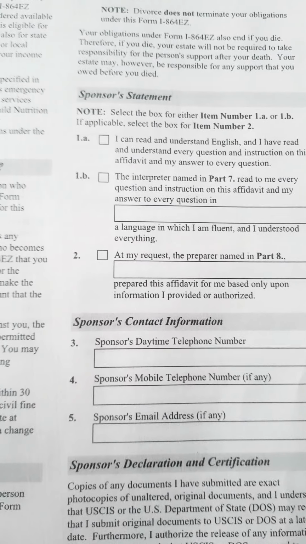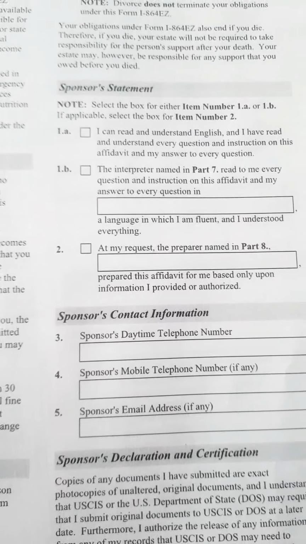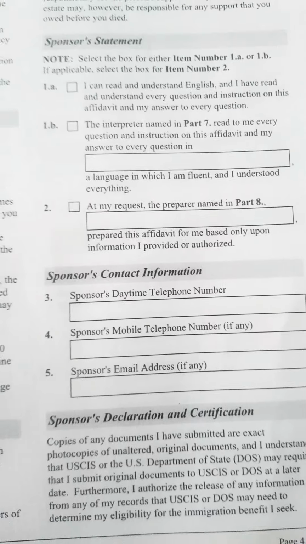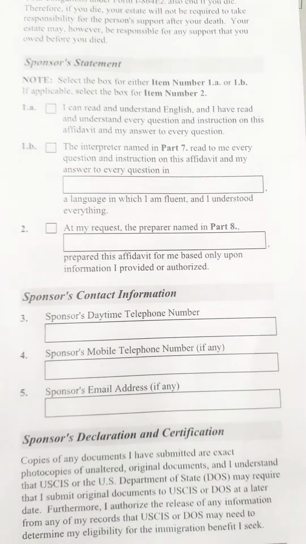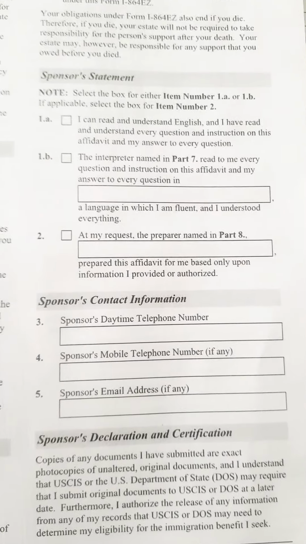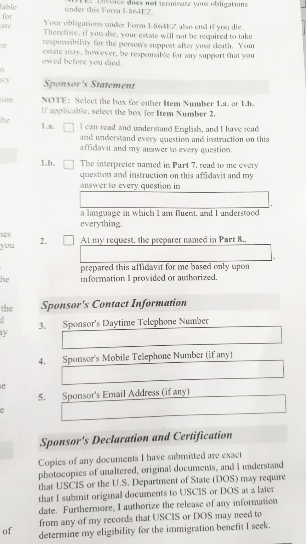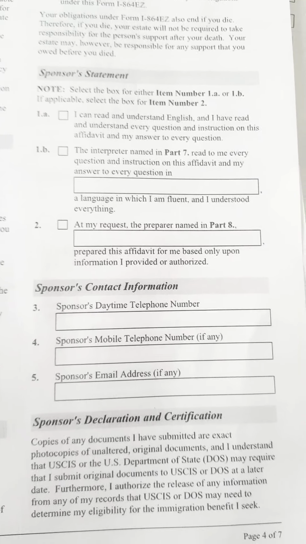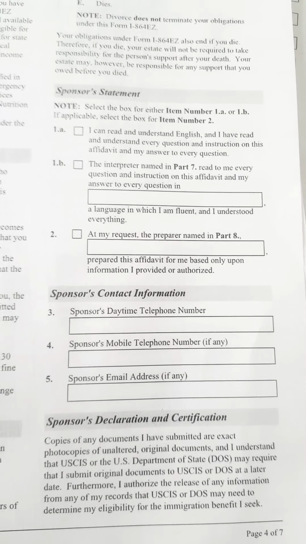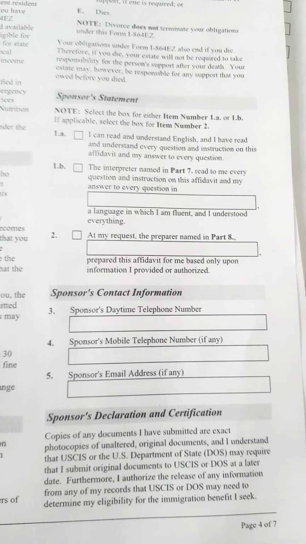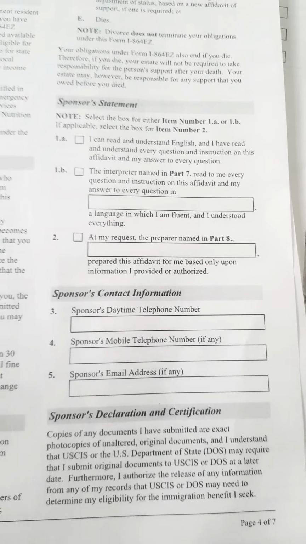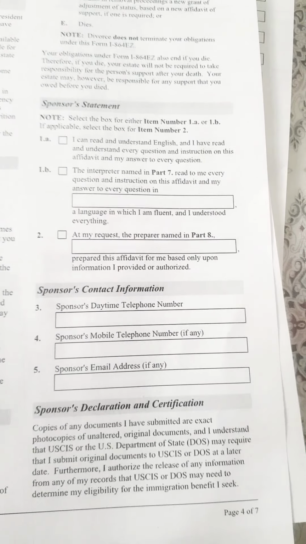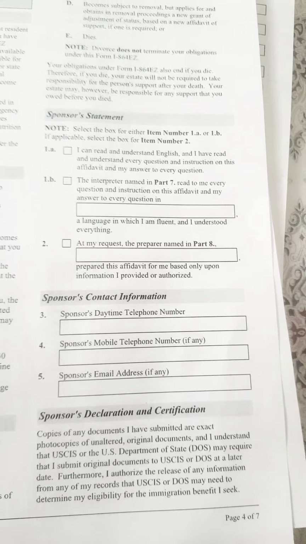Then number 2, it says at my request. That is the preparer, the person who prepared this form for you. If someone helped you to prepare the form, you have to include the person's name. Then you move over to the sponsor's contact information. Sponsor's daytime telephone number, that's number 3. Sponsor's mobile telephone number, if any, that's number 4.